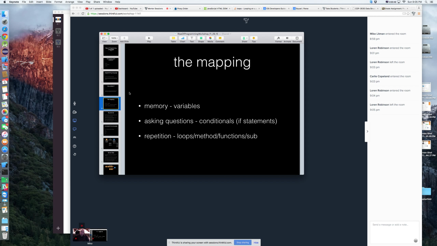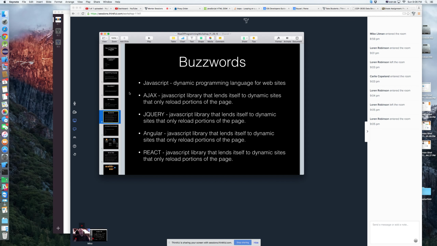All right, so we talked about that there's a mapping. 100% of programming languages have this mapping between memory, emulated through variables, asking questions through conditionals, and repetition through loops, methods, or functions, that kind of stuff. We spent some time talking about some web technologies last time in terms of buzzwords, how JavaScript, Ajax, jQuery, Angular, React, these are all basically the same technologies, just evolutions of each other. They all do the same stuff.